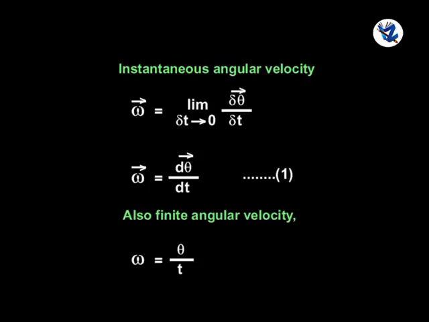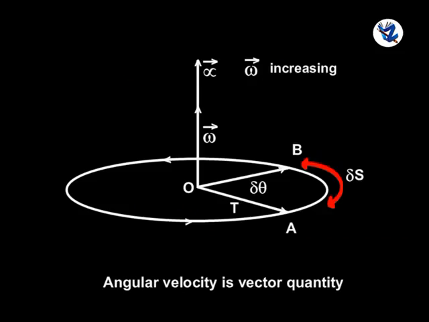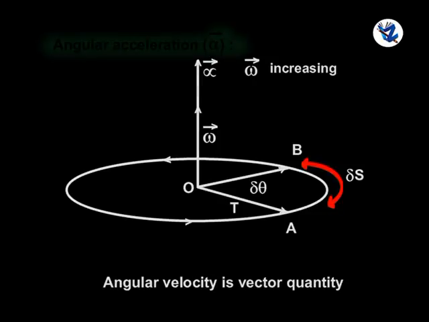Equation 1. Also, finite angular velocity omega is equal to theta upon t. The SI unit of angular velocity is rad per s and the dimensions are L0, M0, T minus 1. Angular velocity is a vector quantity. The direction of angular velocity is given by the right hand rule and it is in the direction of angular displacement.